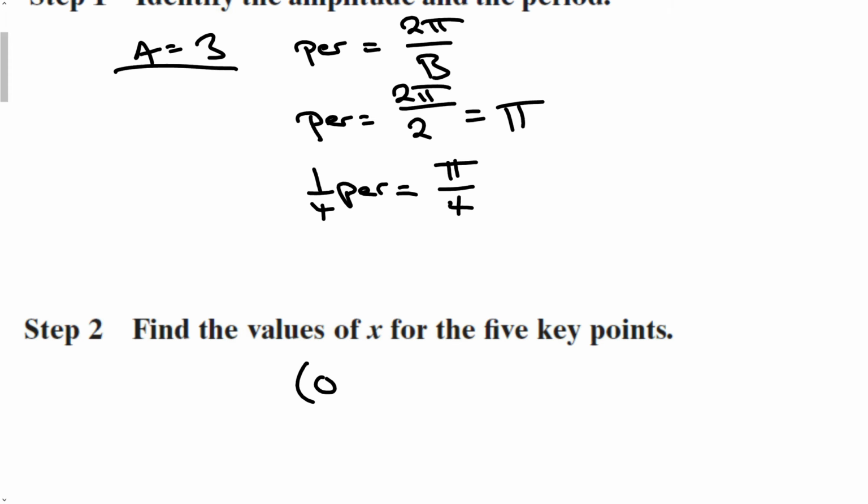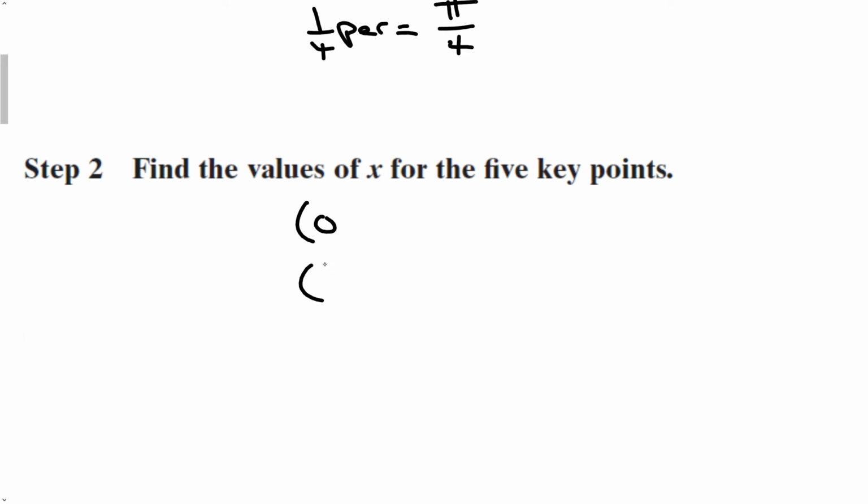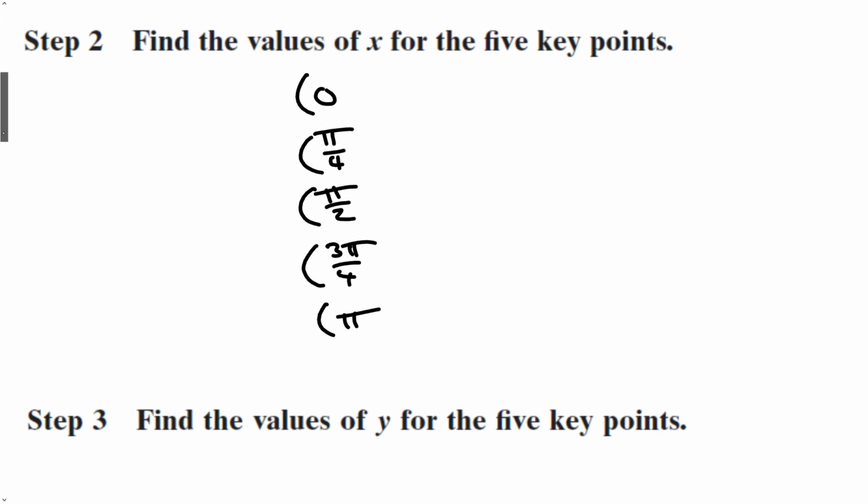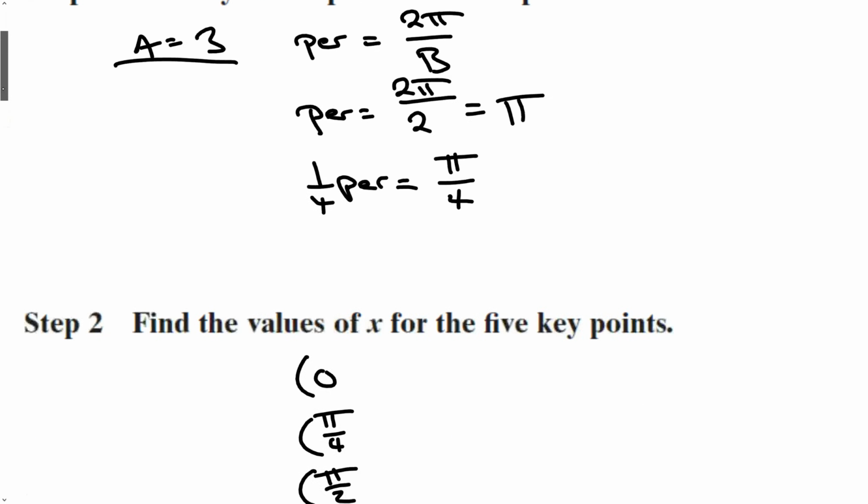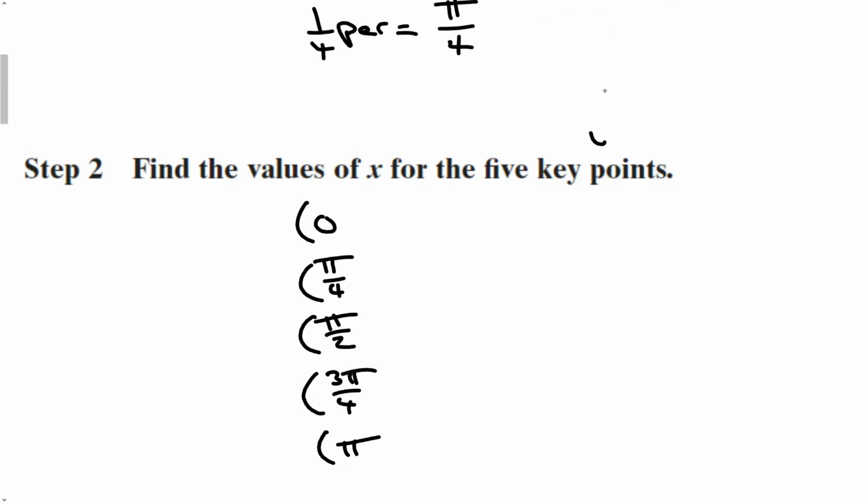But we now have changed the period. So the next key point happens a quarter period later, and then another quarter period, and then another quarter period, and finally 1 period. From 0 to pi is a distance of pi, so that is 1 period of the function. Okay, now let's get the y values. Let's rewrite this again. It is 3 sine 2x.